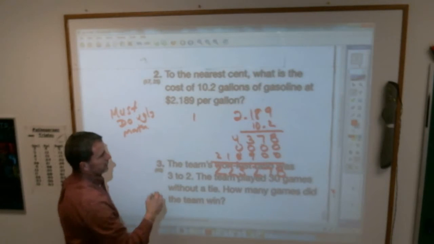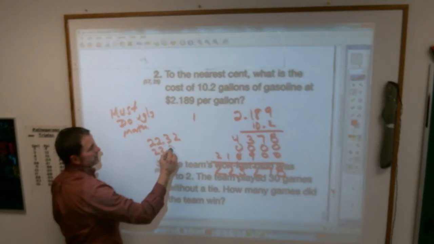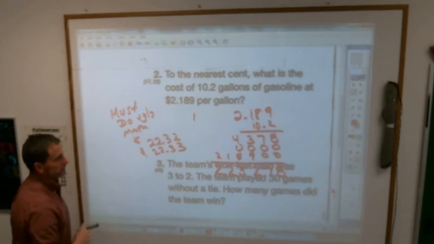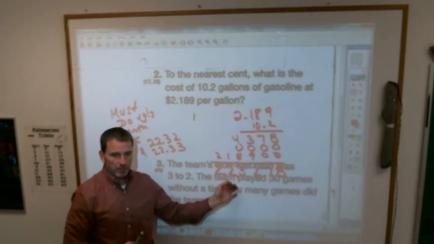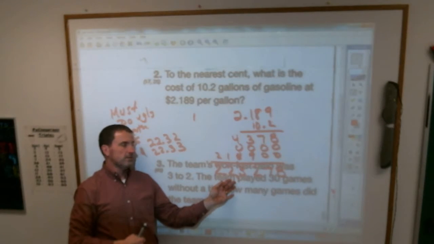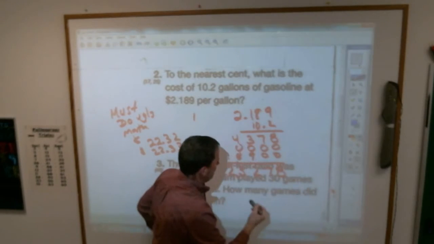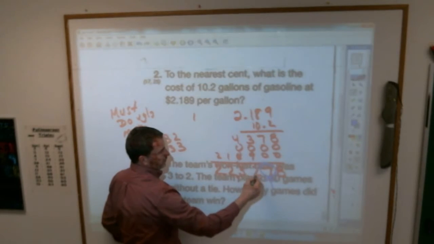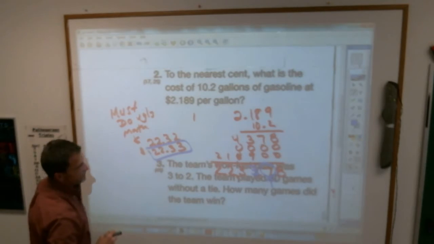So your choice is either $22.32 or $22.33. Because we don't have a thousandth of a cent as part of our thing. Which one is it and why, Elijah? $22.33. What number tells you that it's 33? The 7. Yeah, you got to go to the number after your last digit here. This 7, because it's 5 or bigger, means you add 1 to this, making it a 3. $22.33.